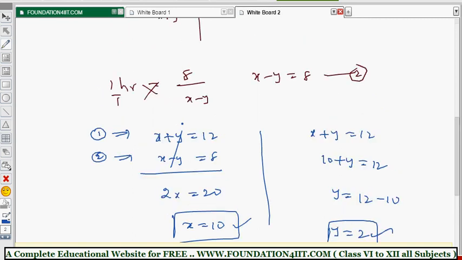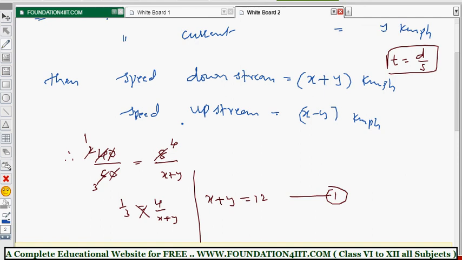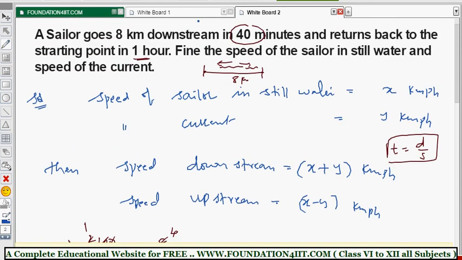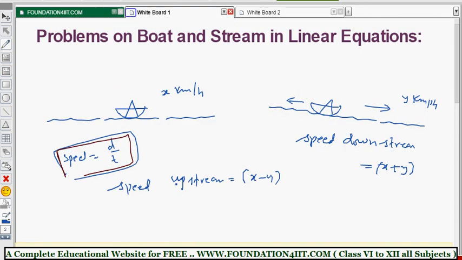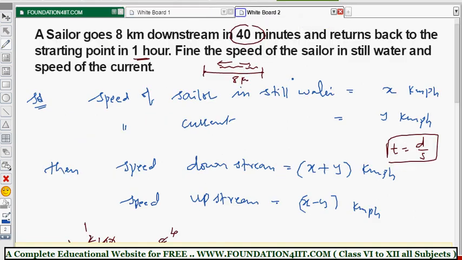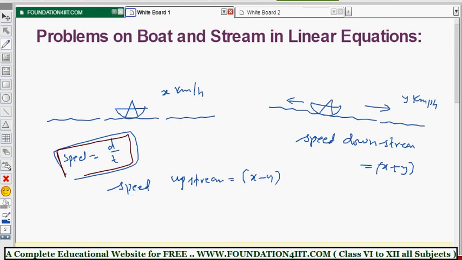So you can use it in this way. The main thing is upstream and downstream. You should take that upstream and downstream data. If it is downstream, we should add, and if upstream, we should subtract. This way you can solve any problem on this concept, boats and streams. Let us take one more topic and we'll continue some problems now.